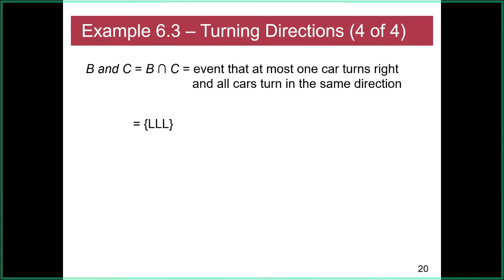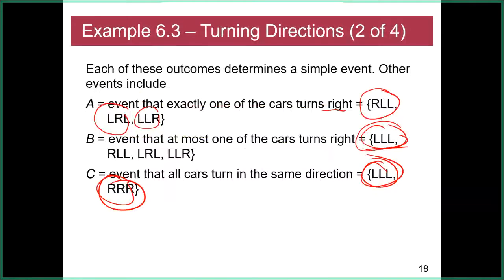B intersect C, however, where B was the event that at most one car turns right and C was they all turn the same direction. Well, if you'll notice, all three going left is the one that was in both of them. B had all three left, and C had all three going left.